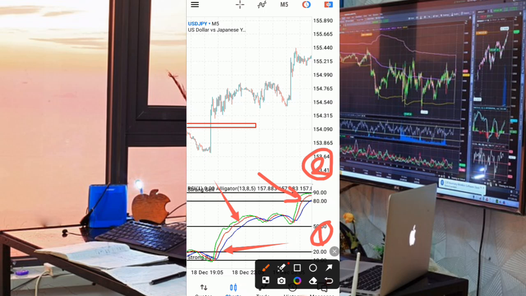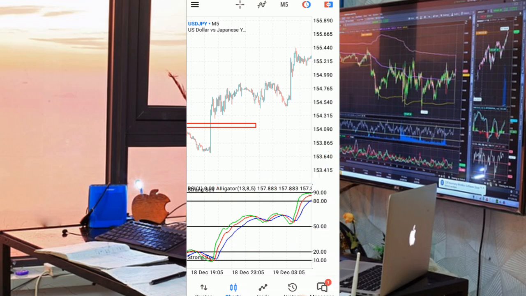So that's just it, guys. That is how simple it is. This is the alligator and this is RSI. These two combined, they really produce a bomb, I'm telling you. You can just backtest it and see if it works on your pairs, because I was just on USD JPY right now, and this is the 5-minute time frame, and it works best on this 5-minute time frame.